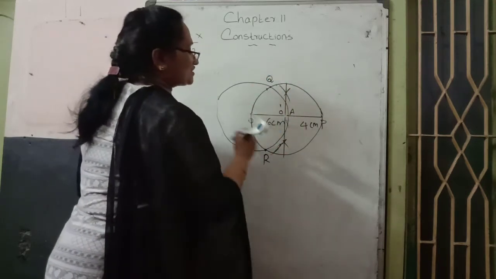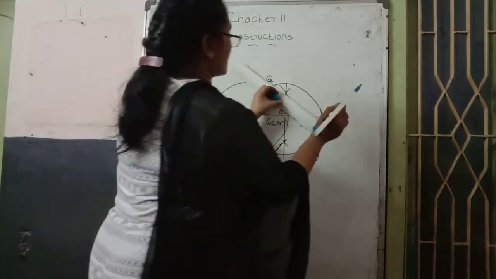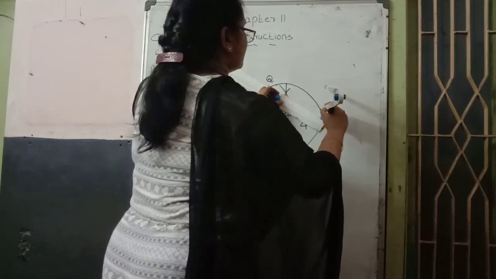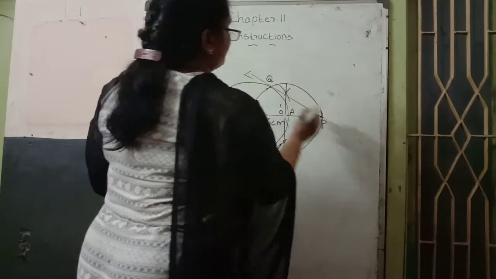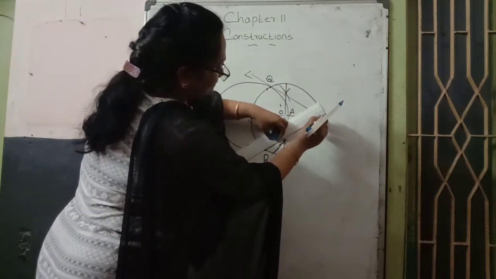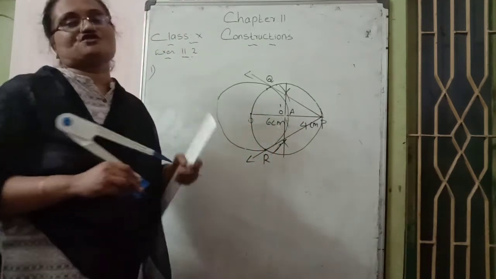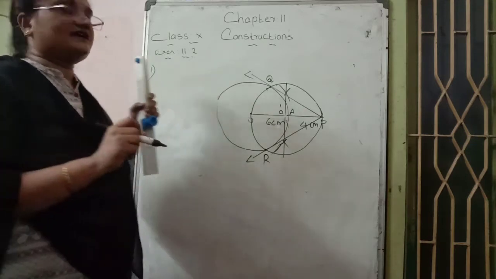Then with respect to the first circle, P is the outside point. PQ and PR are the tangents. When these 2 points are joined, we get the tangents. PQ is the first tangent. PR is the second tangent. This is the construction of the first question. I hope you can understand. Steps also you can write.